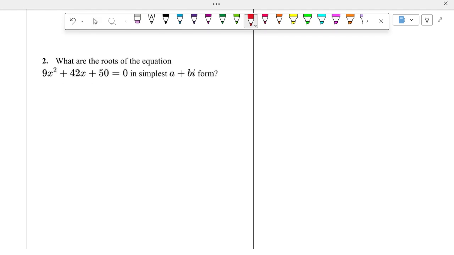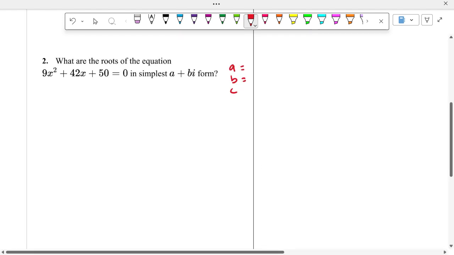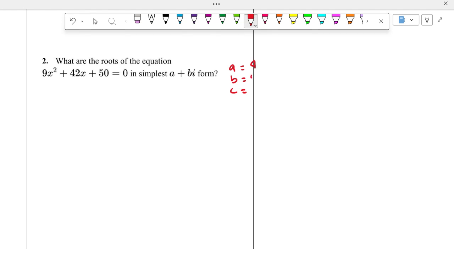So we already have one side equal to 0. So I'm going to list my A, B, and C. What's my A? 9. B? 42. C? 50. All right. I'm going to put it in the quadratic formula.